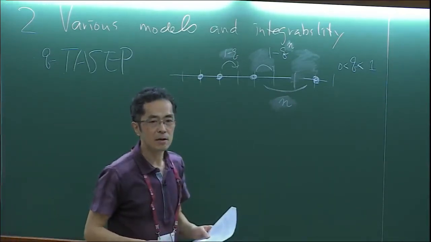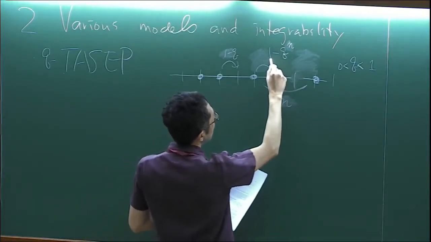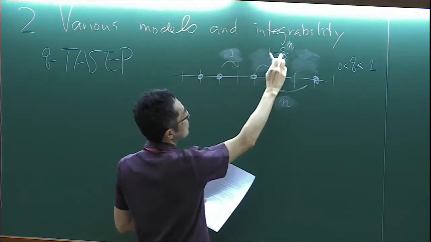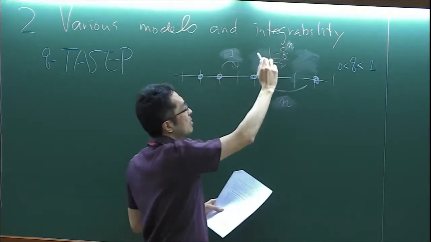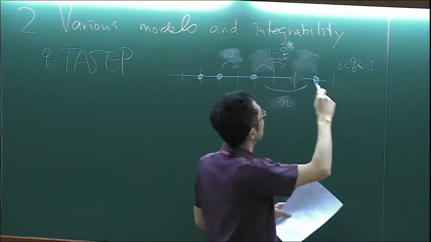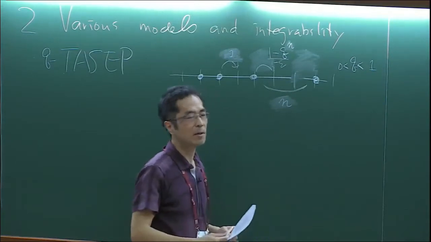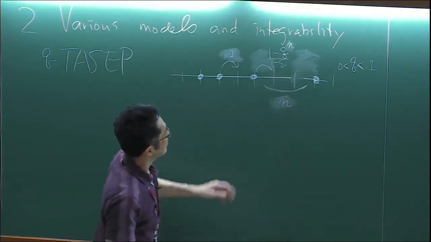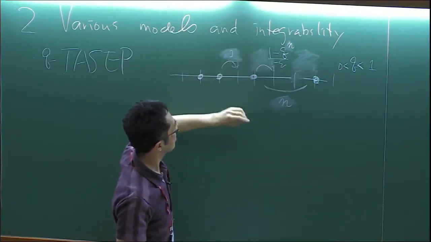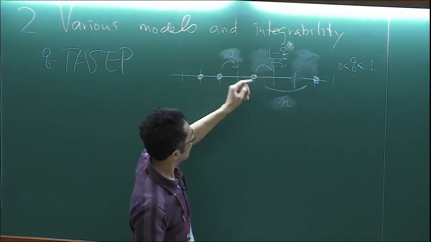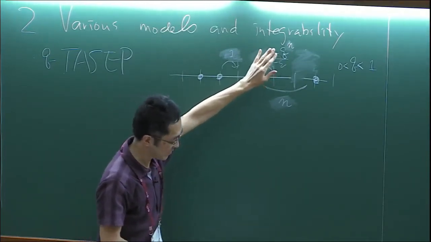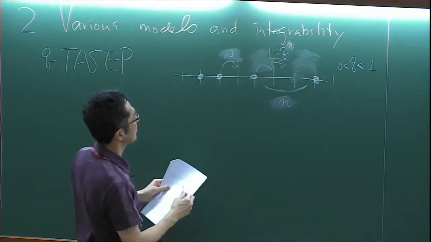For example, we can rescale time and divide this rate by 1 minus q. Then the rate becomes 1 minus q to the power n divided by 1 minus q. Then we can also consider the case q bigger than 1. And one can also consider the q goes to 1 limit. The q goes to 1 limit is very special because in this case the hopping rate becomes n. This is a little bit special, but maybe I will explain it a bit later.